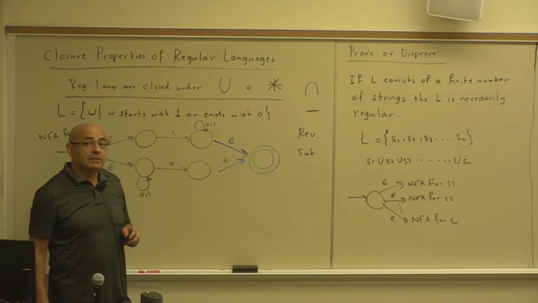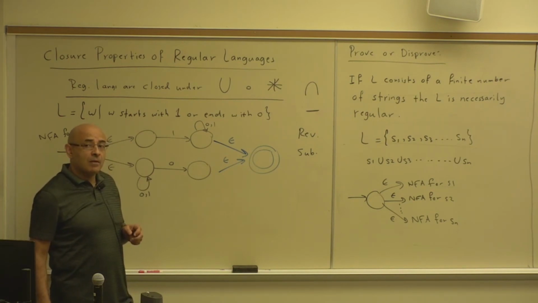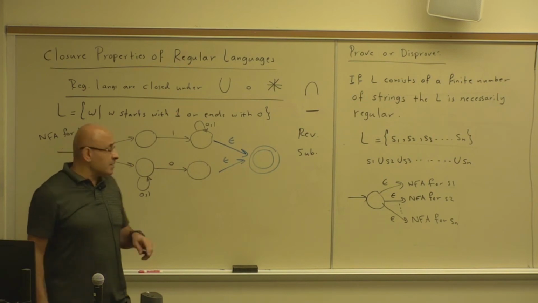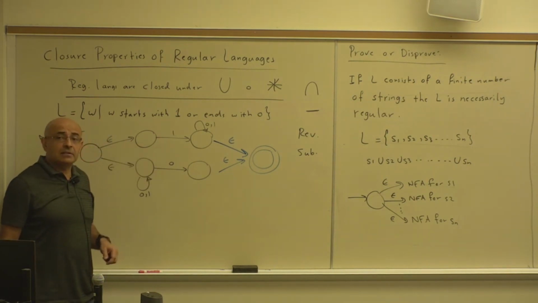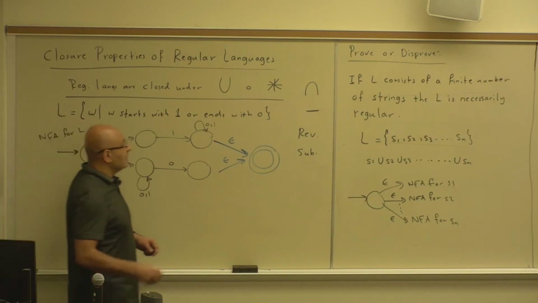Wouldn't the language that starts with the 1 and ends with the 0 be an infinite amount of strings? Yeah, this has an infinite number of strings. We never said that this has a finite number of strings. Didn't you say that in order to be a regular expression it needed to be finite? No, I said the other way around.